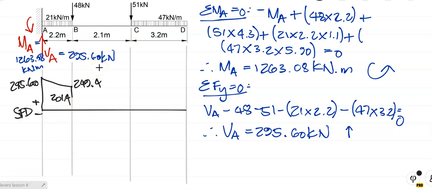Right, what's happening between B and C? We've got no UDL, so it's a straight horizontal line from B to C. Right, and it's going straight like so. Okay, and that value is the same throughout.